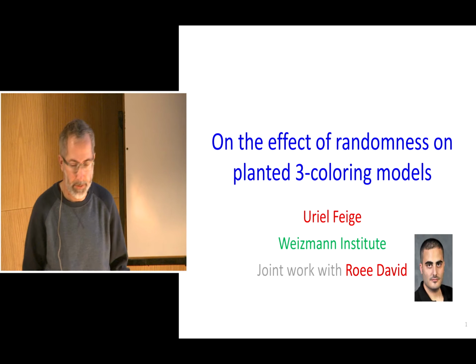For us, it would be more convenient when we talk about random graphs to parameterize them by their average degree d rather than by the edge probability p. So I'll use the notation G(n,d) instead of G(n,p) to denote this. And since we're dealing with three coloring, this particular model can be called G(n,d,3) because there are three color classes.